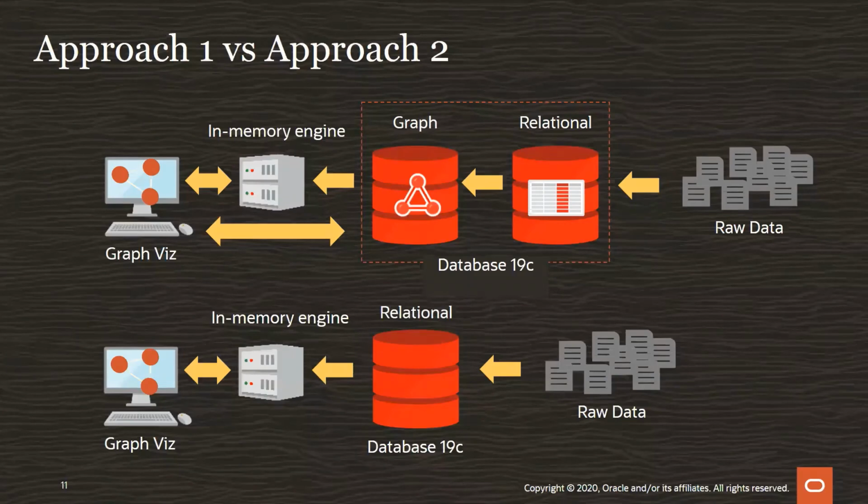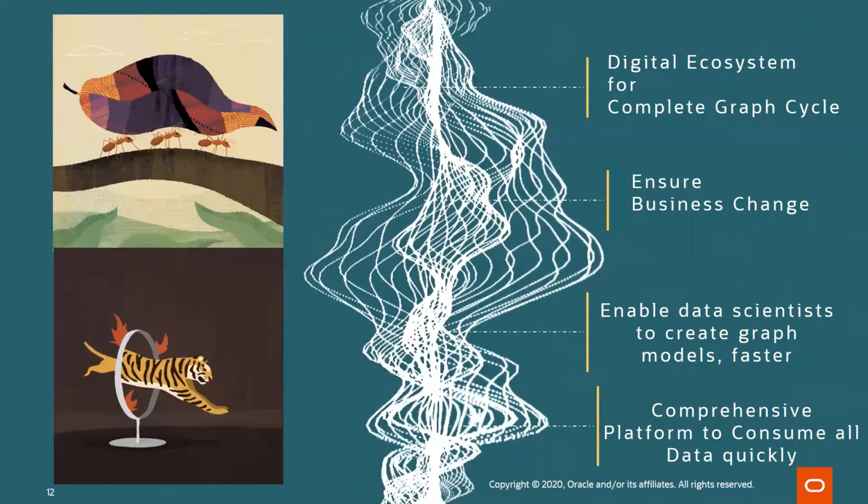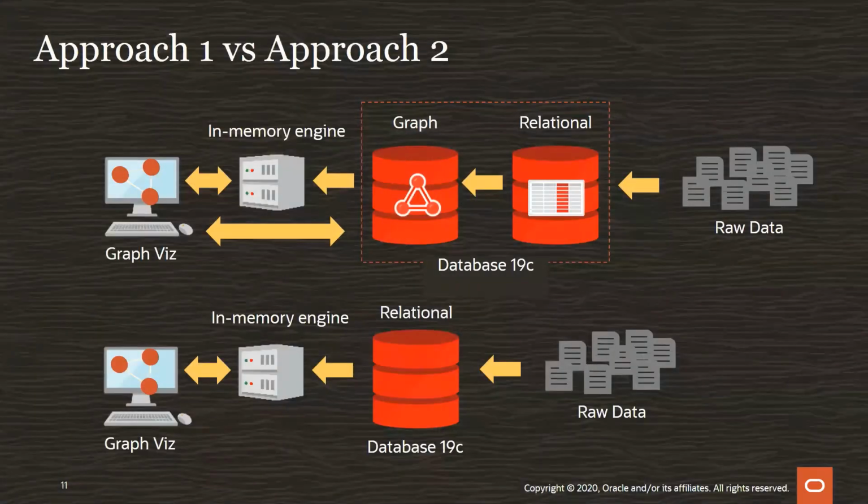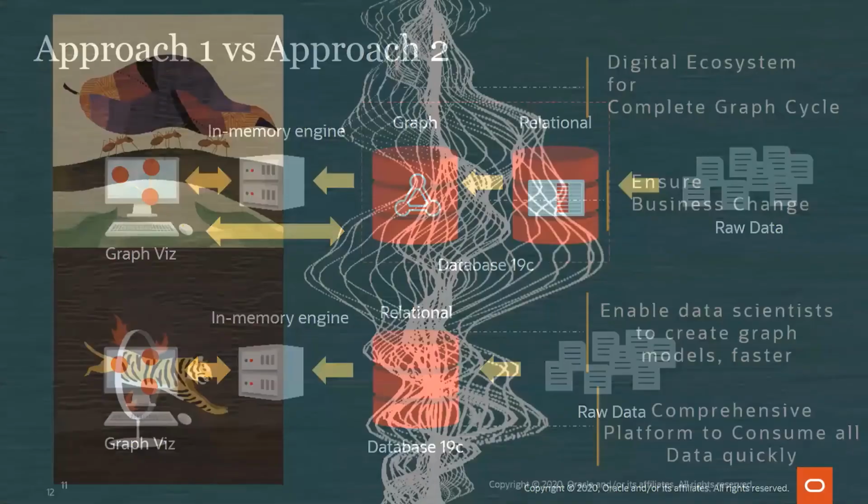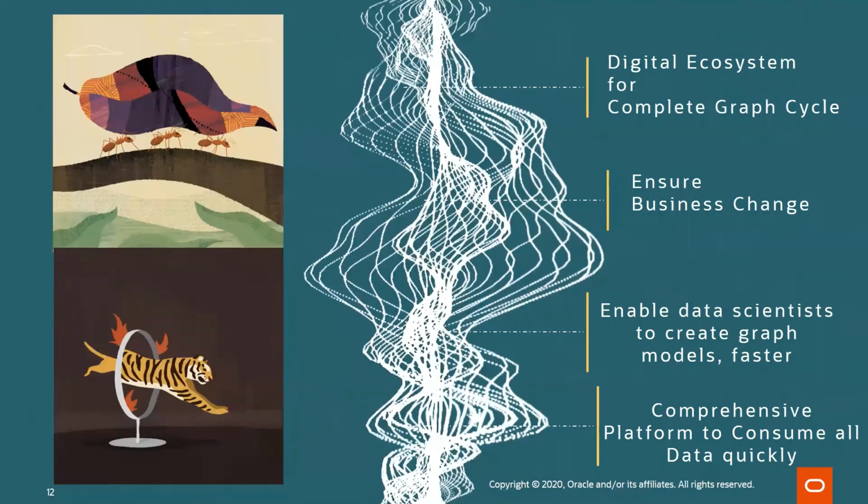A second approach is to load the data from raw data into the relational database, and without generating the graph schema, we directly load the data from the database into the in-memory and then try to visualize the graph. The difference between both these approaches is that, as we can see, approach 1 is taking a long step. And if we try to equate it with the picture, it's the ants trying to go in a very steady way. It's like a digital ecosystem for the complete graph cycle.